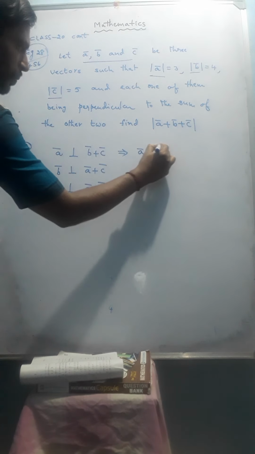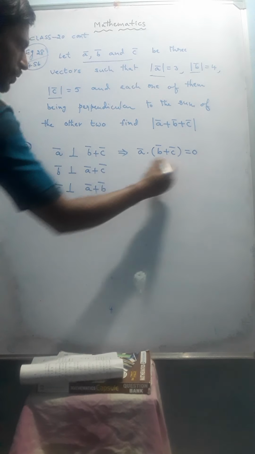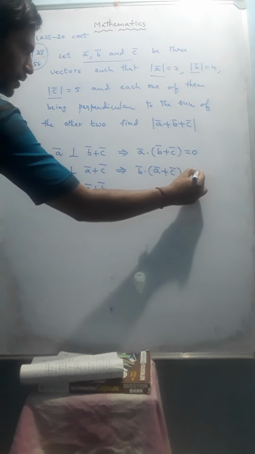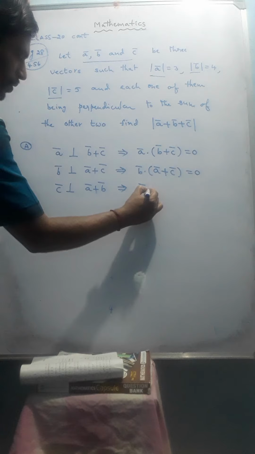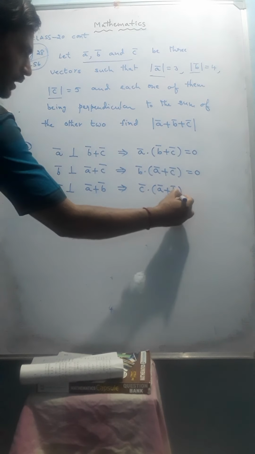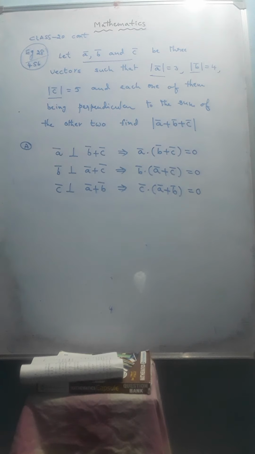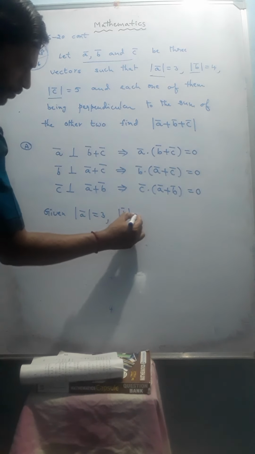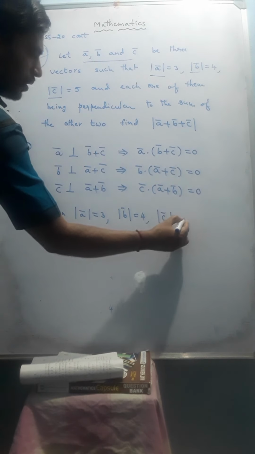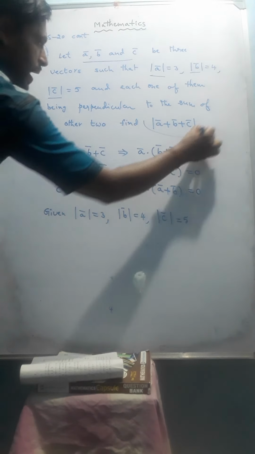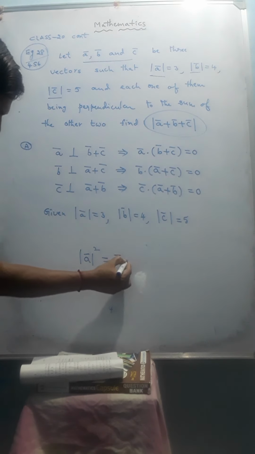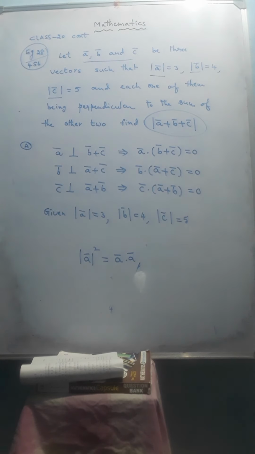So A vector dot B vector plus C vector is equal to 0. From this, B vector dot A vector plus C vector is equal to 0. From this, C vector dot A vector plus B vector is equal to 0. So what is given? Modulus A vector is equal to 3, modulus B vector is equal to 4, modulus C vector is equal to 5. So we should find out this value. We know the formula, modulus A vector square is equal to A vector dot A vector.